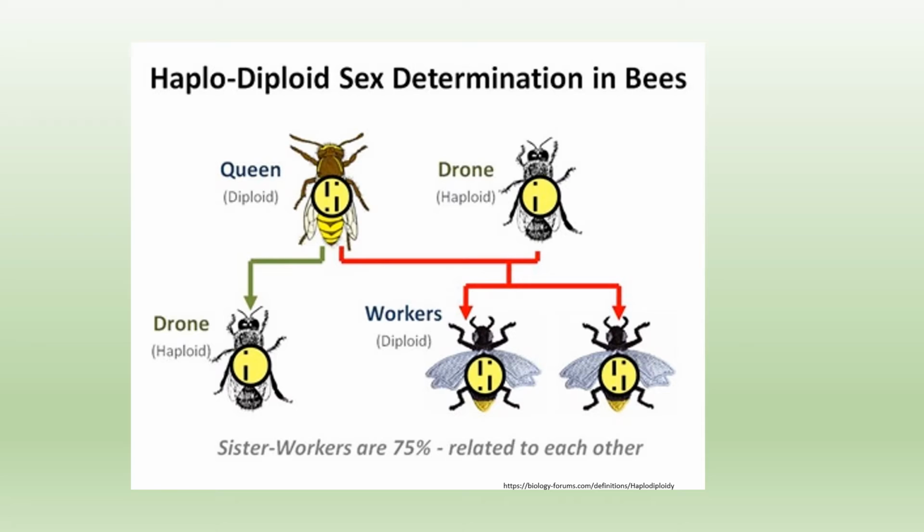Haplodiploidy. In certain insects, especially ants and bees, individuals that are haploid, that have 1 copy of each chromosome, are males. And the females are diploid with 2 copies of each chromosome. So what this means is that a reproductive female, bees or ants, if she has not been fertilized, if she doesn't have any sperm, she will produce haploid offspring, which are going to be male.